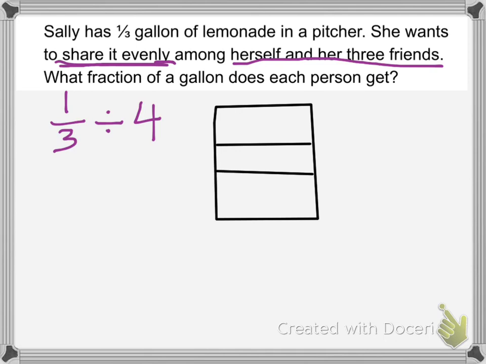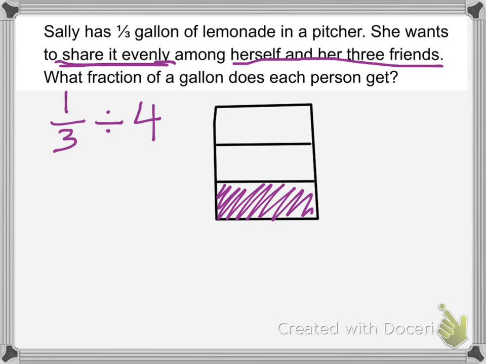Oops, let's make it a little more even. Okay, and I'm going to shade 1/3. Okay, this represents my total amount of lemonade, my 1/3 gallon of lemonade. But now I need to think about splitting this 1/3 into 4 groups.